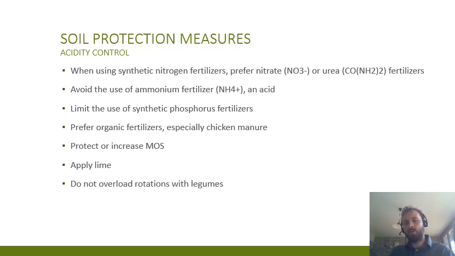If you add chicken manure, you can really increase your pH and fight your acidity, because chicken manure contains a lot of basic cations, has a high pH, and can be really effective at controlling acidity. You should protect your organic matter because it acts as a buffer. You can apply lime to get the pH up again, and you should not overload your rotation with legumes.